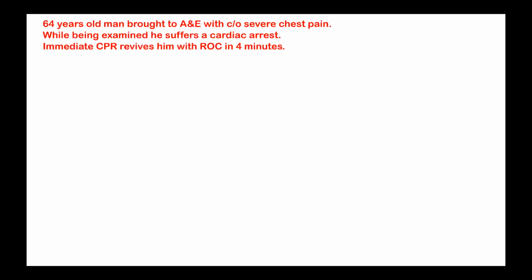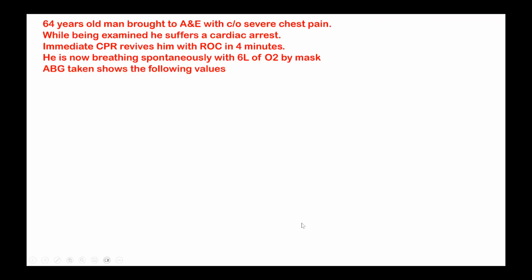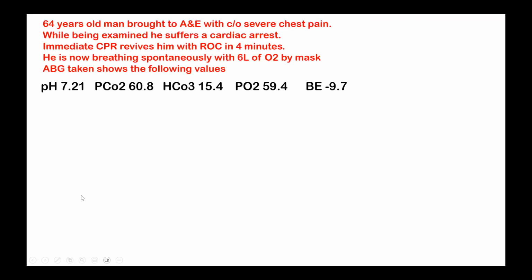A 64 year old man is brought to the accident and emergency with severe chest pain. While being examined, he suffered a cardiac arrest. But immediate CPR reversed him. He has a return of spontaneous circulation with return of consciousness in 4 minutes. He is now breathing spontaneously with 6 liters of oxygen by mask. ABG is sent. These are the values: pH 7.21, PCO2 60.8, bicarbonate 15.4, PO2 59.4, base excess minus 9.7. What is your interpretation of the ABG?